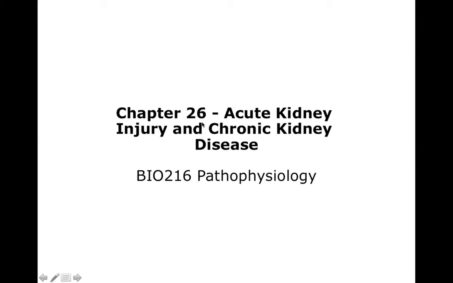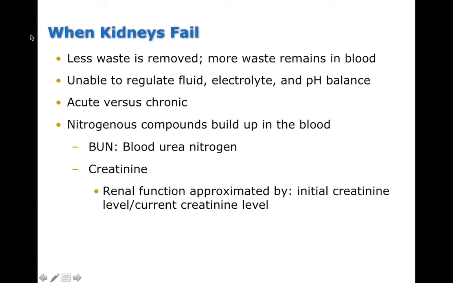So in this chapter, 26, we're going to talk about acute kidney injury and chronic kidney disease. When the kidneys fail, ultimately less waste is removed, because we know one of the functions of your kidneys is to remove excess wastes. So these wastes actually accumulate within the blood. And what we'll see are nitrogenous compounds that accumulate, things like blood urea nitrogen and creatinine. If these are elevated, that suggests that the kidneys are failing to remove these wastes.